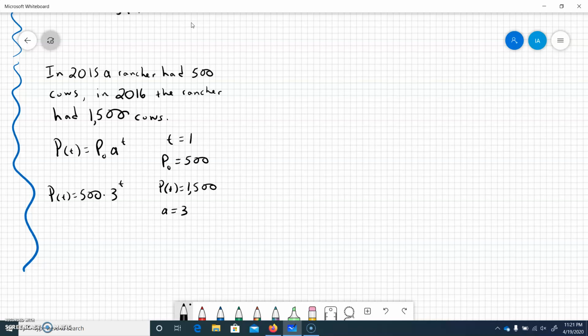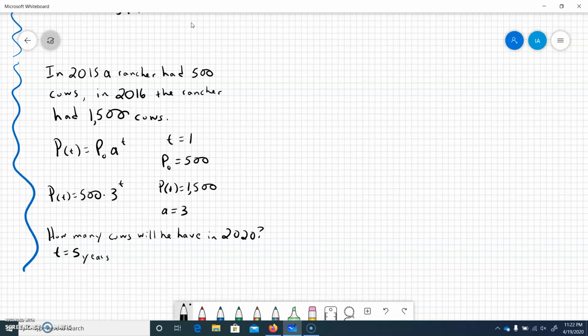Meaning that we're starting with 500 cows in 2015, and what it looks like if everything follows the right exponential model, that we're tripling every year. So we could ask ourselves, how many cows will he have in 2020? Now, I have made up an example where you really do not want to mess with realism here. But if we started in 2015 and we're going to look at 2020, that would be 5 years.